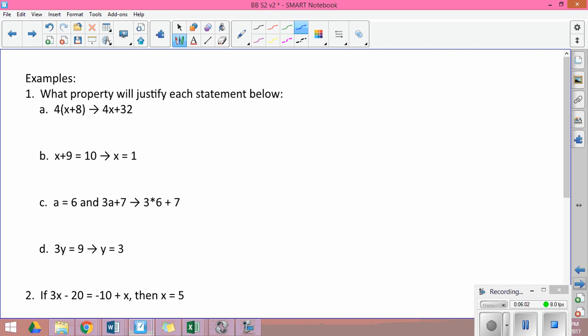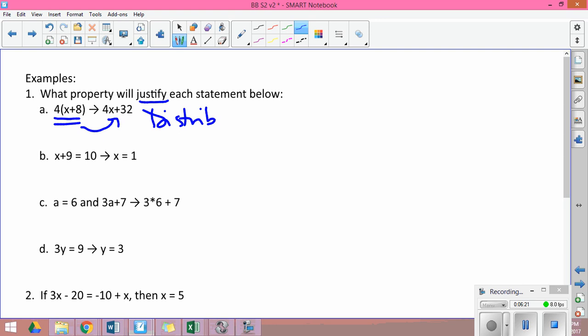So let's go through and do some justifying. Okay, these are our reasons. So when I start here, if 4 times x plus 8 becomes this, what property let me do that step? And the property that let me do that step is the distributive property.